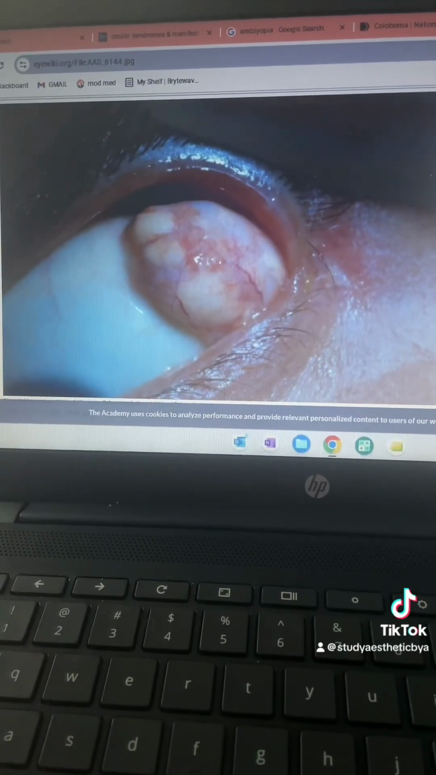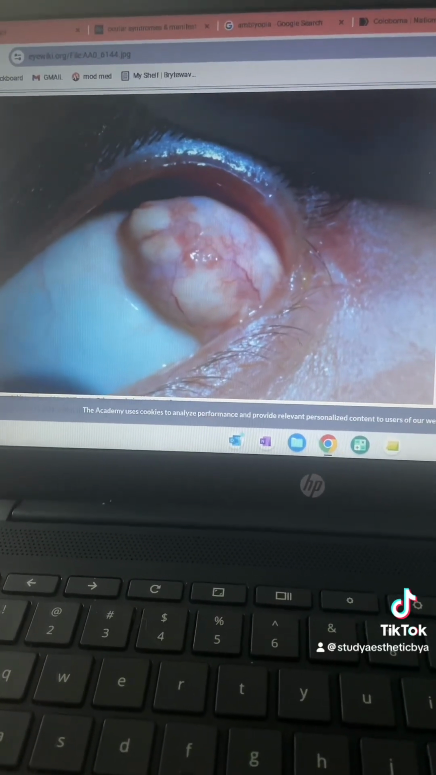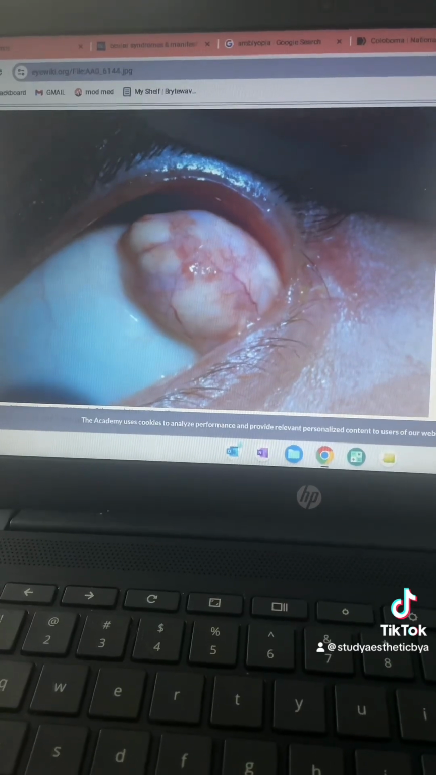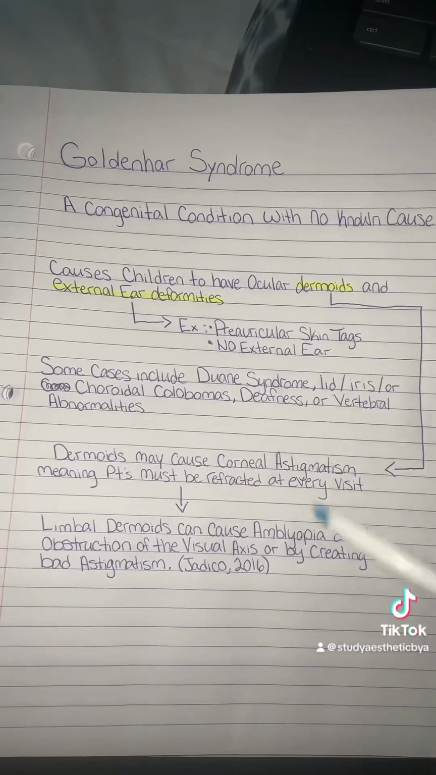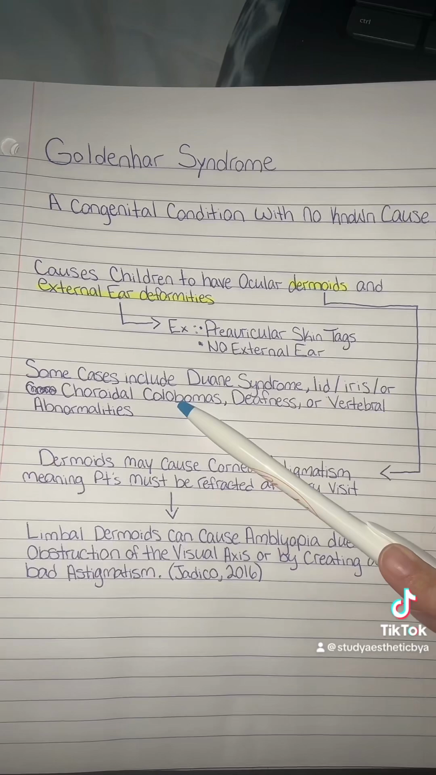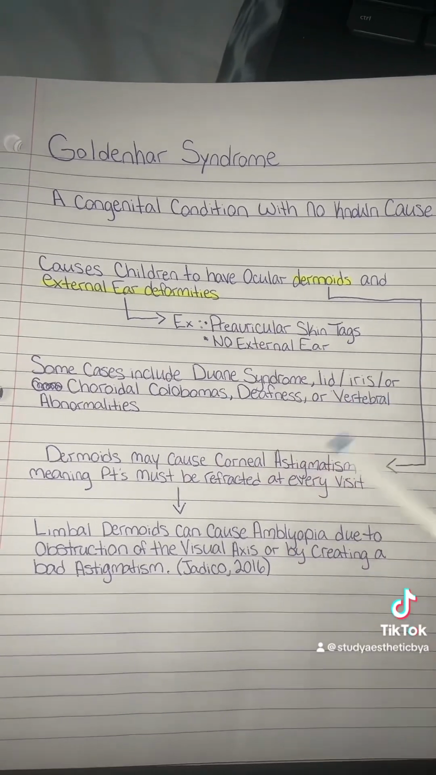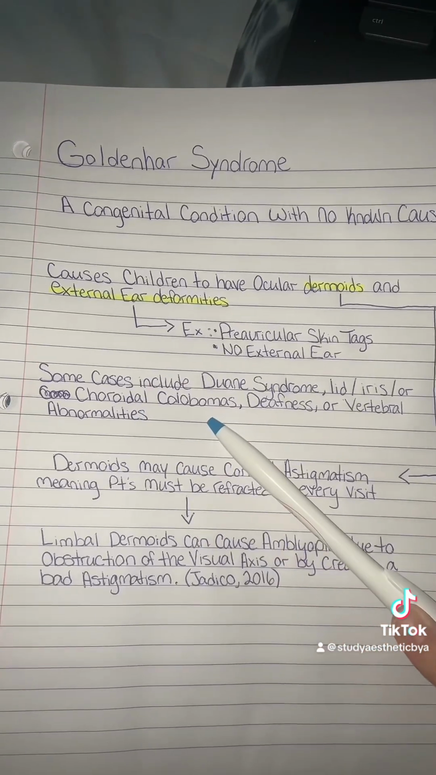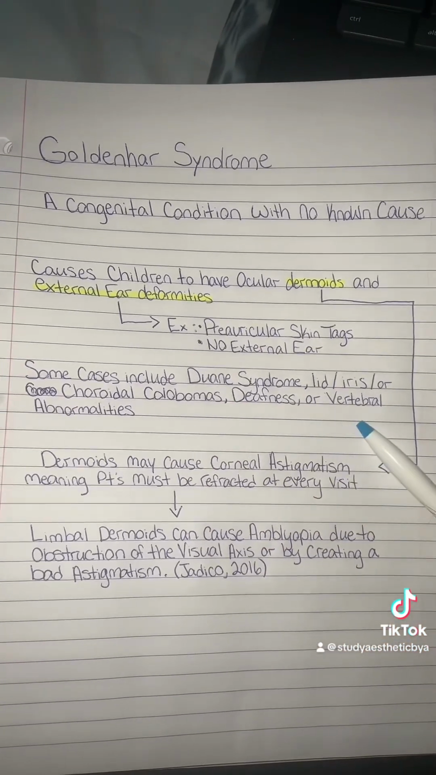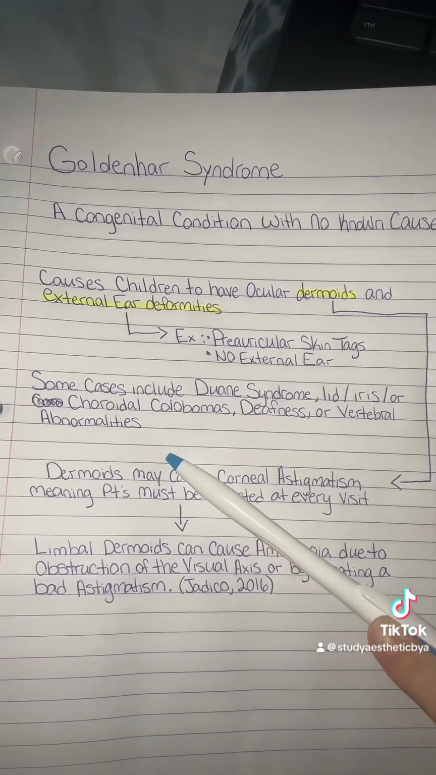This is an example of a dermoid. It is a growth on or around the eye. Some cases of Goldenhar syndrome include Duane syndrome, lid, iris, or choroidal coloboma, deafness, or vertebral abnormalities.